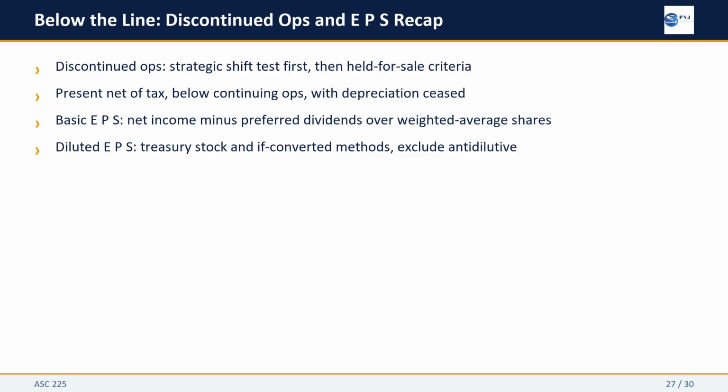Below continuing operations, discontinued items appear net of tax, but only if the strategic shift test is met. Depreciation on held-for-sale assets stops. Then at the very bottom, EPS takes the income available to common shareholders and divides it by weighted average shares. Diluted EPS layers in dilutive securities using treasury stock and if-converted methods. Antidilutive securities are always excluded. They would overstate the dilution burden.